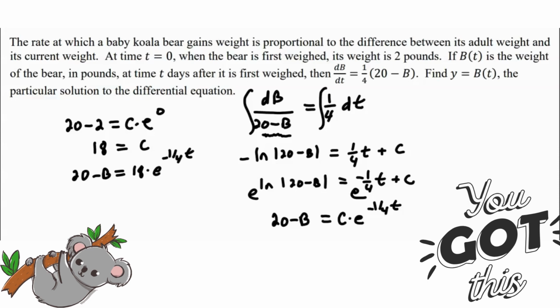I'm going to subtract 20 from both sides, and I would get 18 times e to the negative 1/4 t minus 20. Divide by negative 1, which would just flip this around to 20 minus 18 times e to the negative 1/4 t, and we're done.